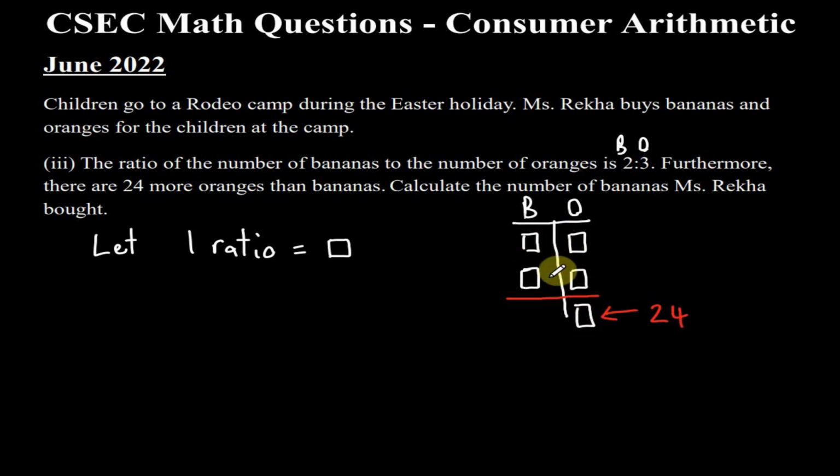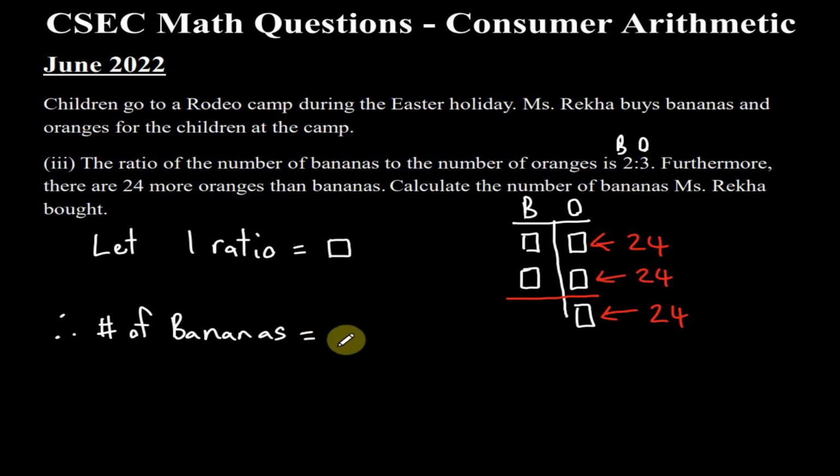And up to this point, we had the same amount. So this lets us know that each box represents 24. Therefore, the number of bananas that Miss Rika would have purchased, we can ascertain by simply multiplying 2 times 24, because we only have 2 boxes here and each box represents 24 bananas. So it's 2 times 24, which is 48. Miss Rika would have bought 48 bananas.